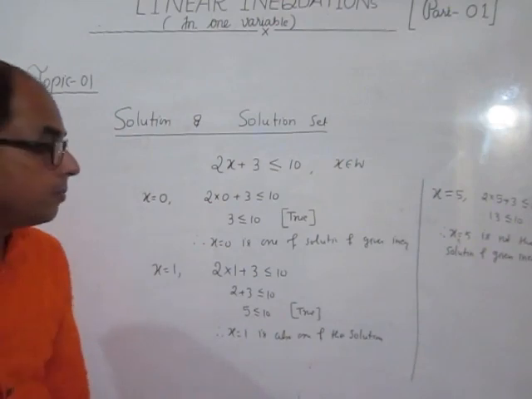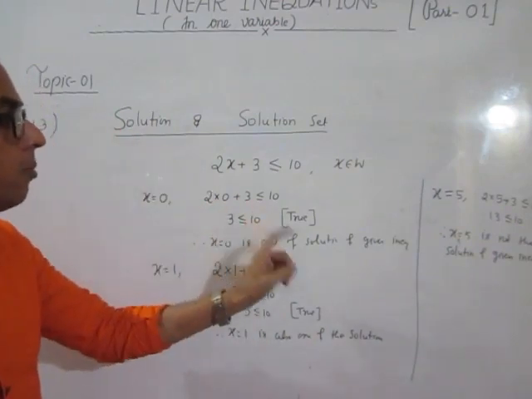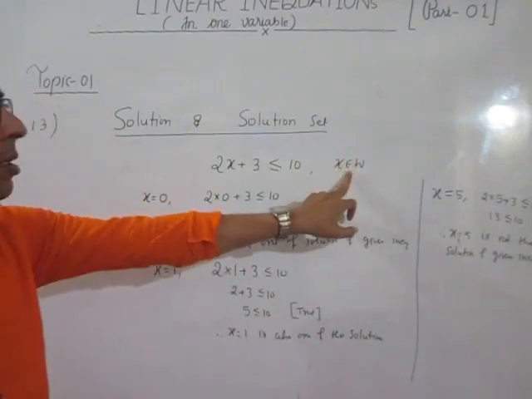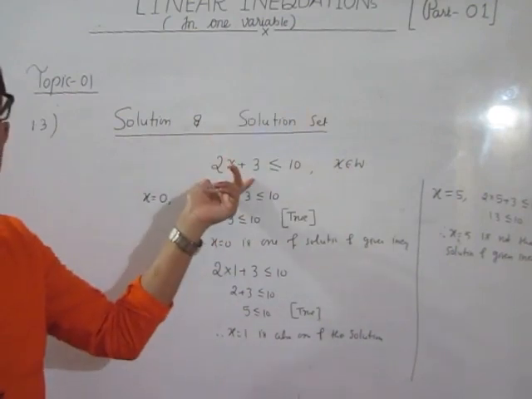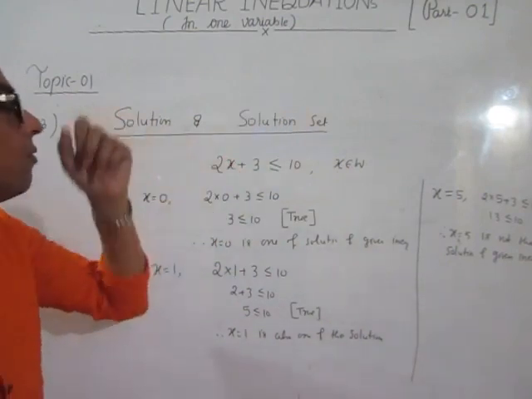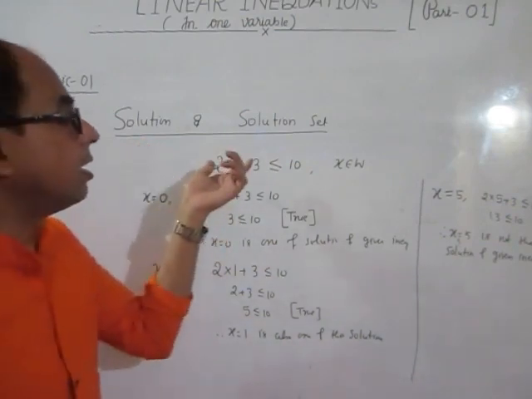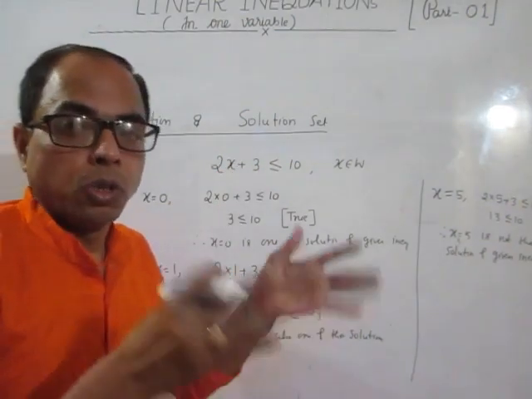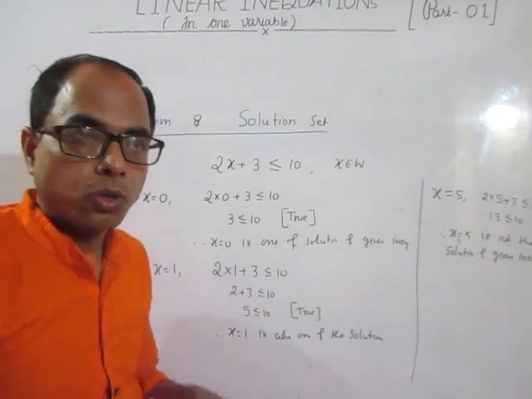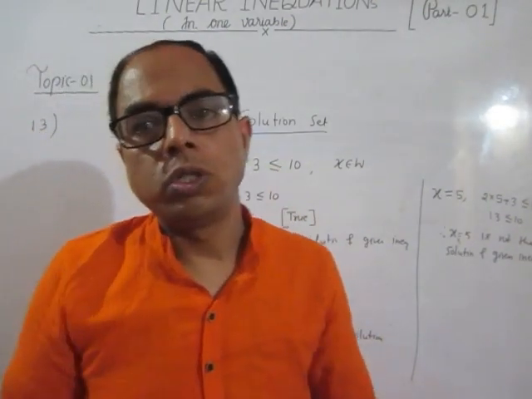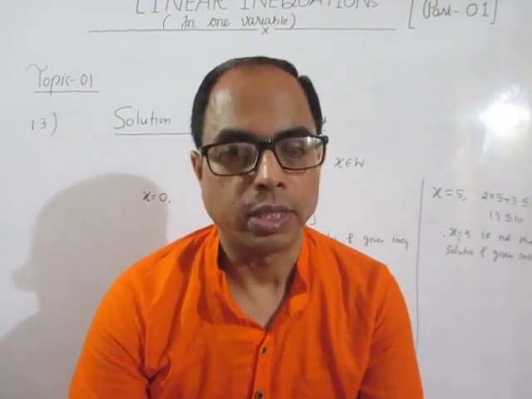So have you got the meaning of solution? Again I am repeating, the value of the variable from this given replacement set which will satisfy the given inequation, that value is called what? Solution. Now an inequation may have many solutions. So the set of all those solutions is called the solution set.